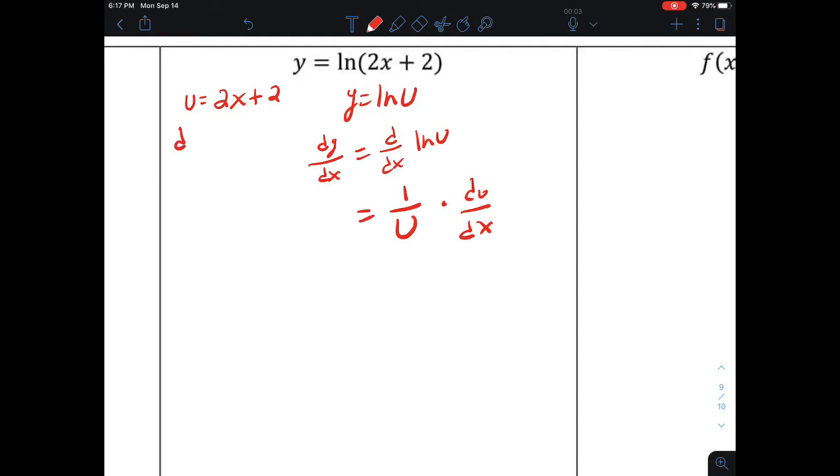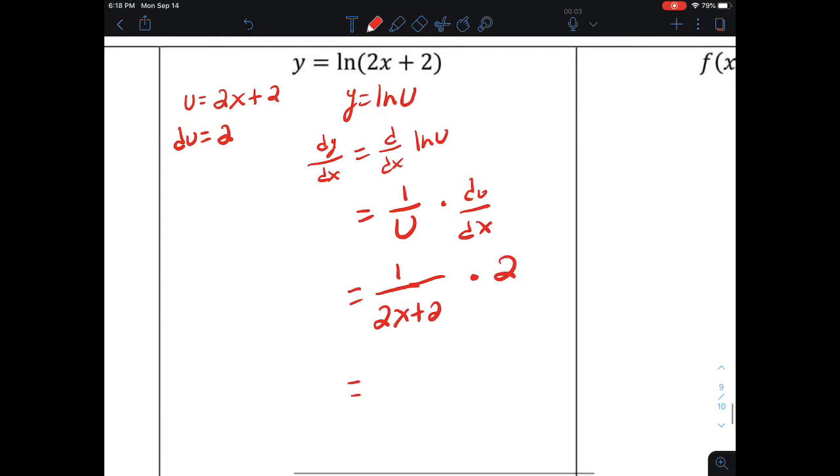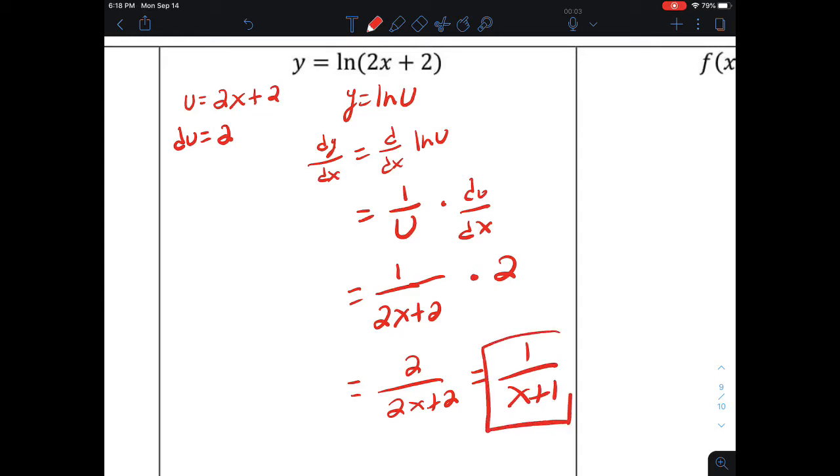So I need the derivative of u. Well, the derivative of u in this case is 2. And so I put all that in. So it'd be 1 over the inside, 1 over 2x plus 2, times 2. And then we could simplify that. That would be 2 over 2x plus 2, which is the same thing as 1 over x plus 1.